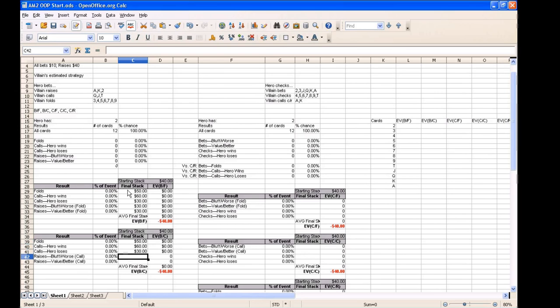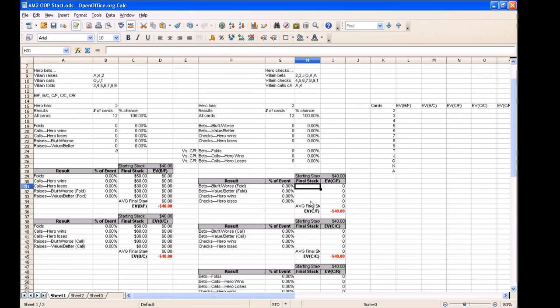That's all the same. So if he's bluffing and we call, we get all the money. We have our initial 40, we get his 40, and we get the 10 in the pot. So we get all $90 in play. Otherwise, we're broke.